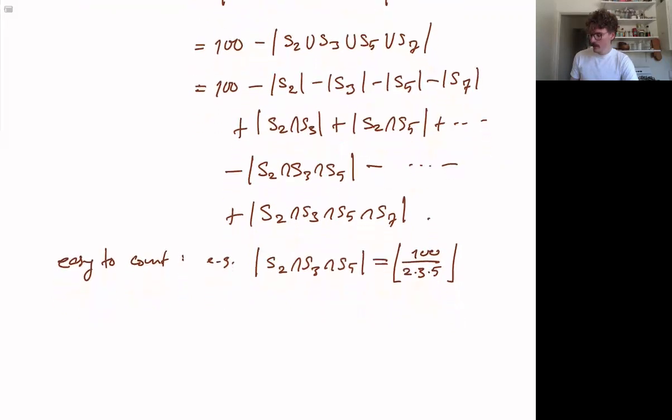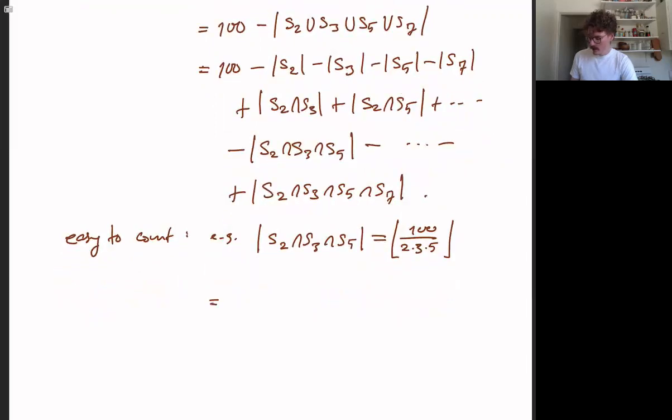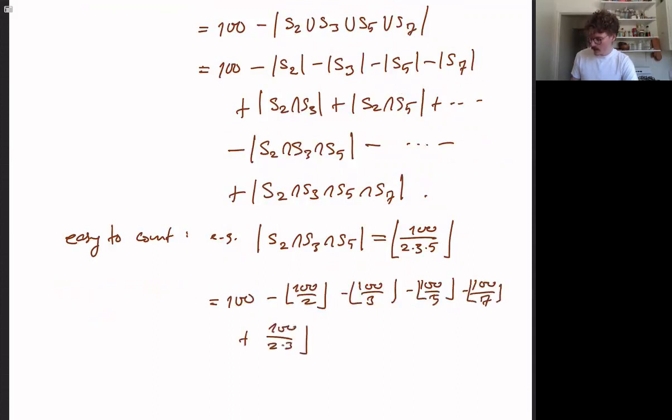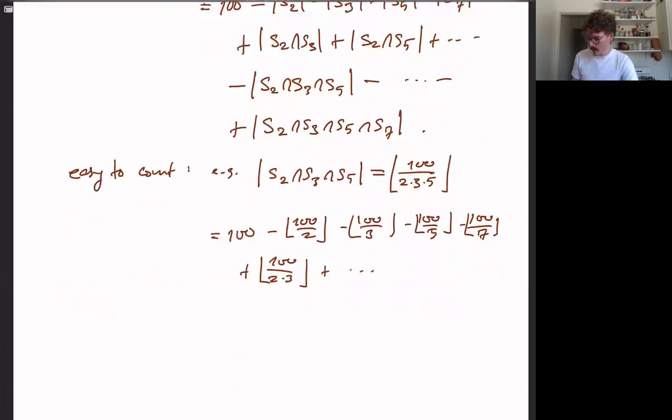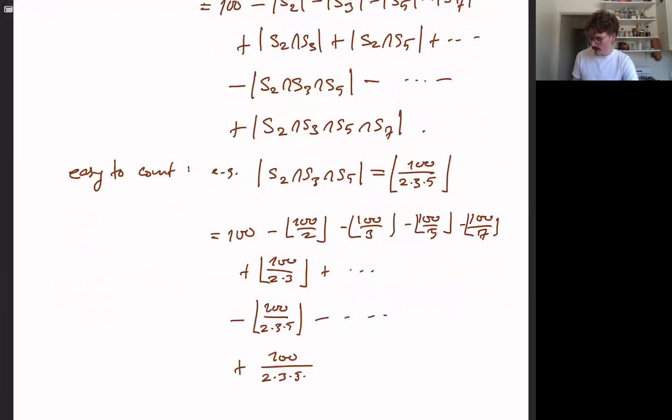So, putting this in for all of our things, the number we are looking for is 100 minus floor of 100 over 2, minus floor of 100 over 3, minus floor of 100 over 5, minus floor of 100 over 7, plus floor of 100 over 2 times 3, and all of the double intersections, minus floor of 100 over 2 times 3 times 5, minus triple intersections, plus the quadruple intersection, 2 times 3 times 5 times 7.